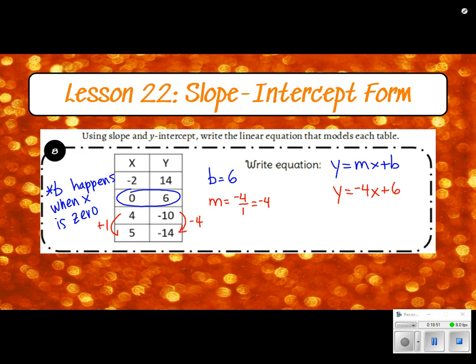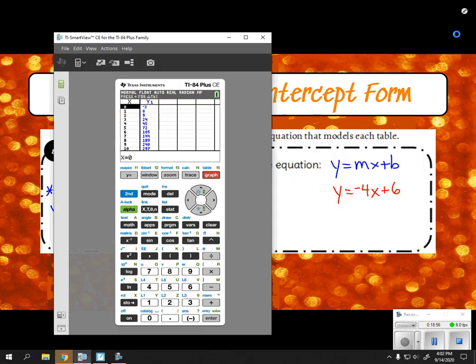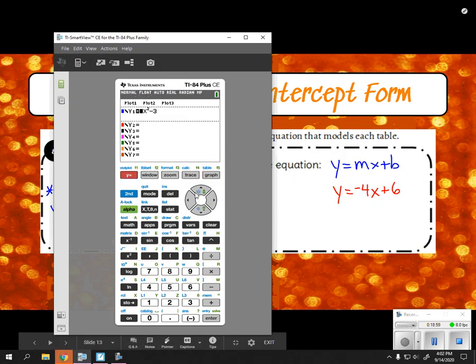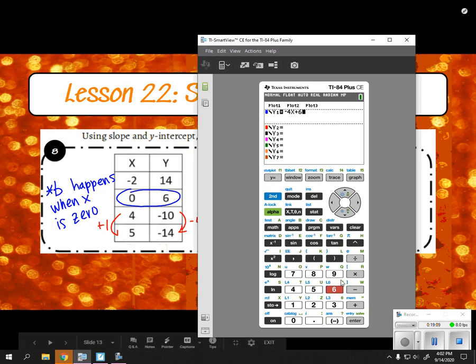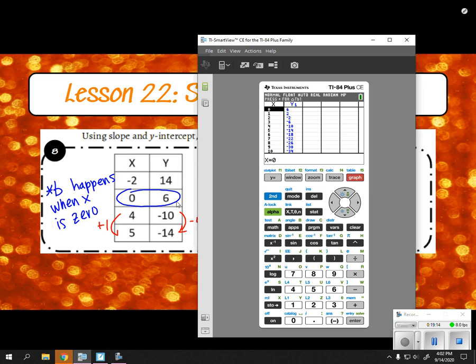And we can check it. So let's check by going to our calculator. And so we're going to go to y equals, clear out whatever's there, and we're going to type in -4x plus 6. Because we're writing equations, it would be nice to know if we did it right. So we're going to hit second table, and then we're going to go 0, 6 should be there. There's 0, 6, 4, -10, 4, -10, 5, -14. Let's check -2, 14. There it is. So hey, we wrote that equation correctly.